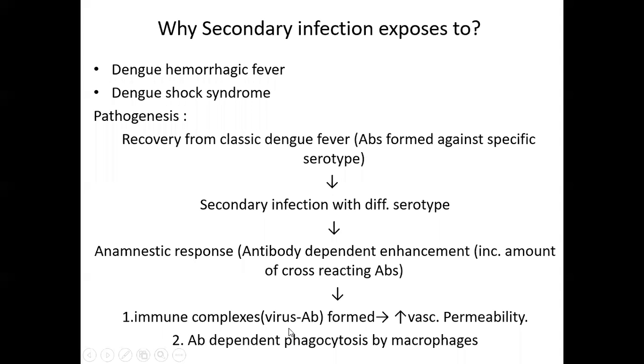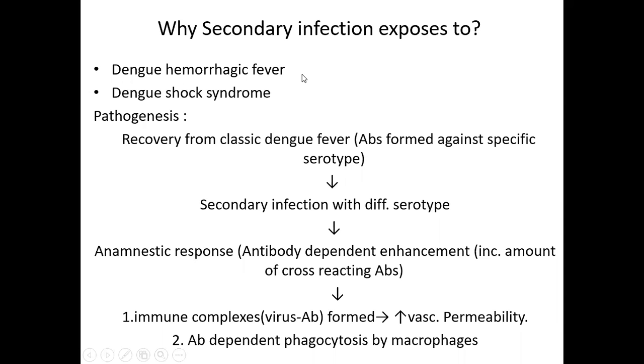Why does the secondary infection expose us? The secondary infection causes dengue hemorrhagic fever and dengue shock syndrome. Dengue fever is the classical presentation of the dengue virus. However, these are the severe forms of dengue virus infection that may lead to dengue hemorrhagic fever and dengue shock syndrome, and they are fatal conditions, and their mortality rate is high.